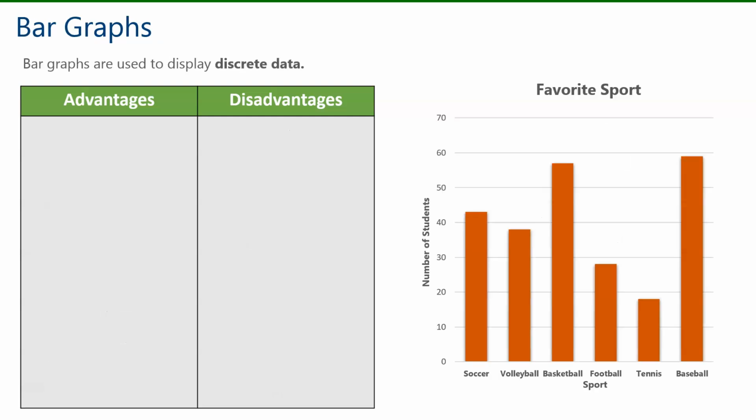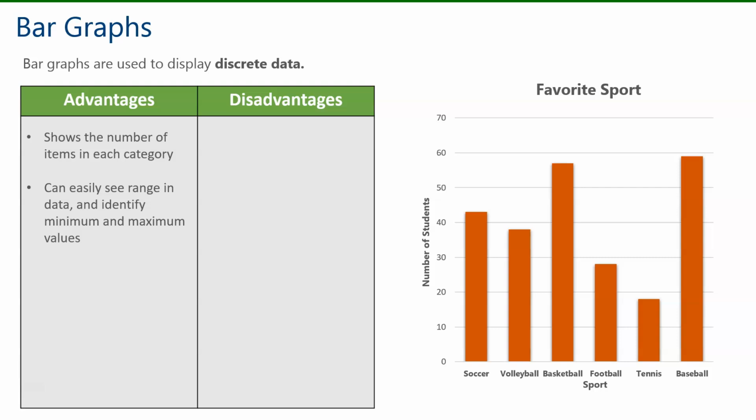Another type of graph that can be used to display discrete data is the bar graph. Some advantages of a bar graph include: it shows the number of items in each category, so I should be able to look at my bar graph and read the number in each category directly from the graph. We can easily see the range in data and identify minimum and maximum values. It's easy to draw and fairly easy to read. We can easily compare data, and it's visually appealing. The use of color certainly does that.